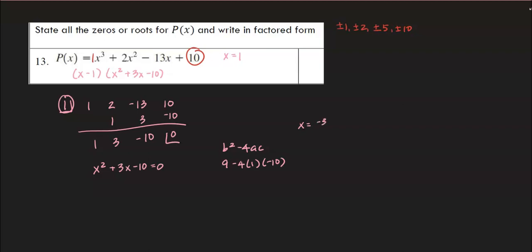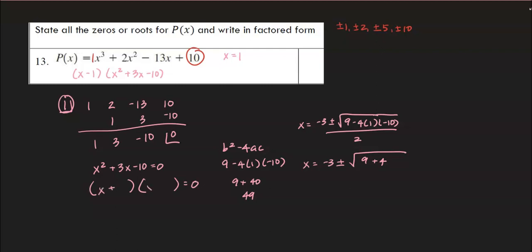X equals negative 3 plus or minus the square root of 9 minus 4 times 1 times negative 10 over 2. Negative 3 plus or minus square root. It's 9, and that's plus 40. Oh, it was actually factorable. Why did I not say 9 plus 40? 49. Sorry.